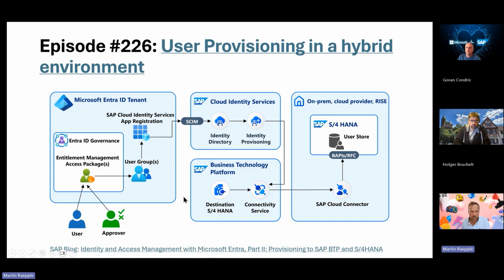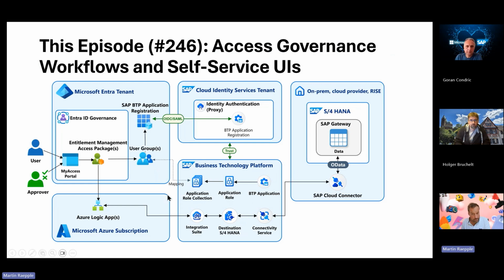Okay, so now for the scenario today. It looks a little bit similar from a setup perspective. However, a few components have been added, as you can see here. And the main intention of today's scenario is to show you how you can customize typical access governance workflows. Those are workflows where, like in the previous scenario, a user requests access to an access package using a self-service portal, this My Access portal, and where an approver needs to approve that.